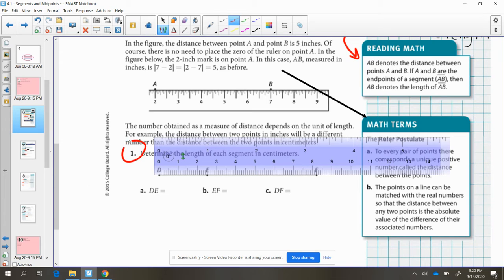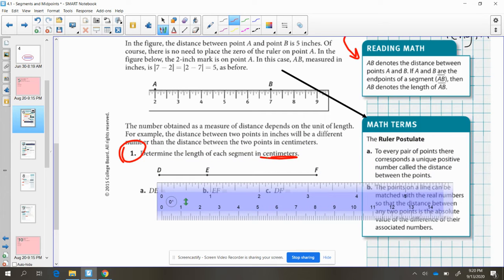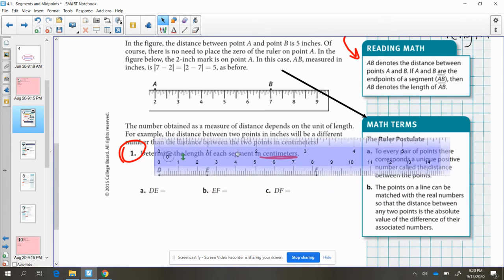Now this next piece is going to talk about the lengths of these segments. Number one wants you to measure, whether you have a ruler at home or use the one I have right here, using the centimeters part. Notice the instructions say to measure each length in centimeters. So measure the length of DE, EF, and DF. Again, notice there isn't a segment bar because we want to find the length. Take a moment to calculate that.